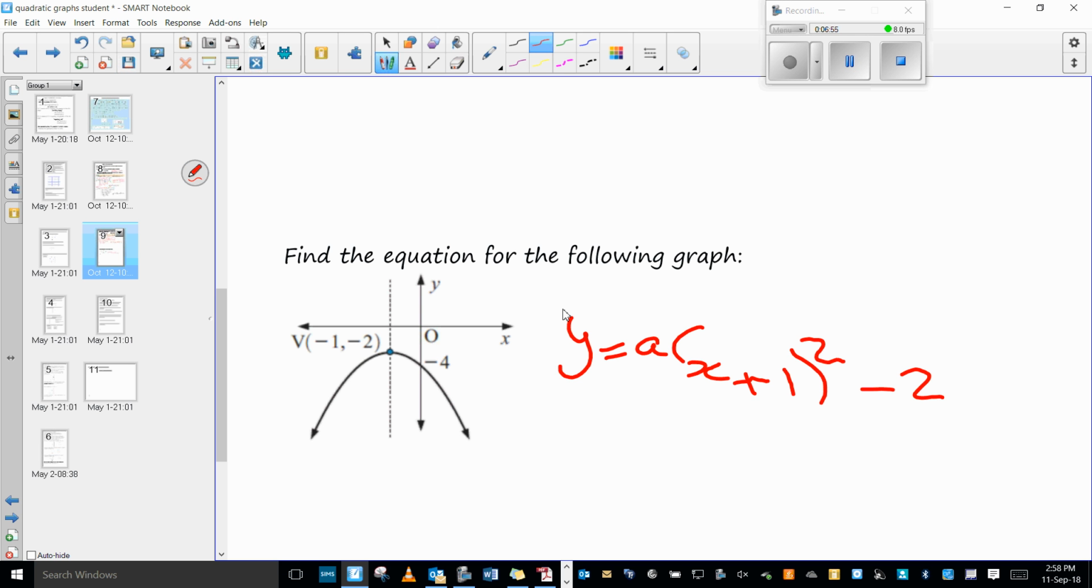Okay, we now need to find the value of the a. They told us the y-intercept. So we know that the y-intercept happens when the x value is 0. So we're now going to substitute that in. So we've got -4 equals a bracket 0 plus 1 squared subtract 2. Before we even get going on this, what can you tell me about the value of a? Looking at the graph, tell me something about the value of a.